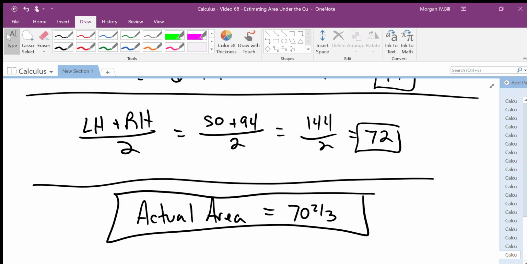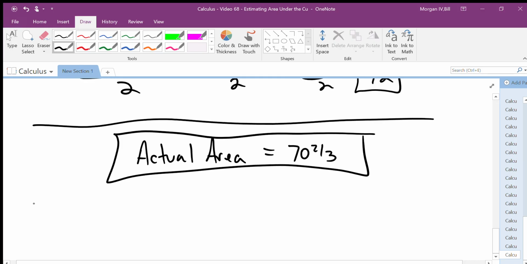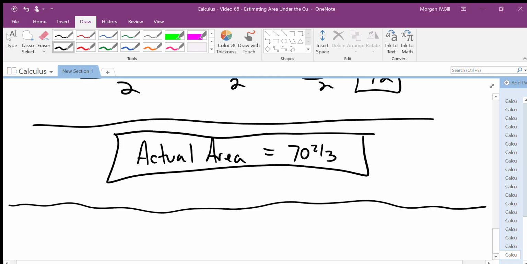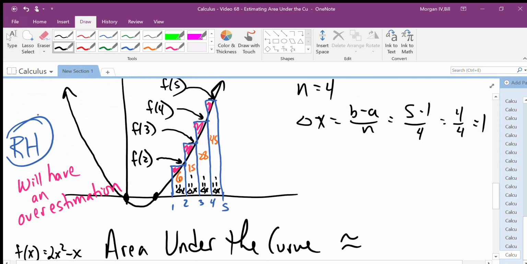Okay, let's dive one more thing into this. And this next part is really important because it's going to lead us into Riemann sums, which is going to lead us into the fundamental theorem of calculus. So you'll likely have several examples where you're finding the estimated area under the curve. But let's go back to our right hand. I like using the right hand for this idea here.